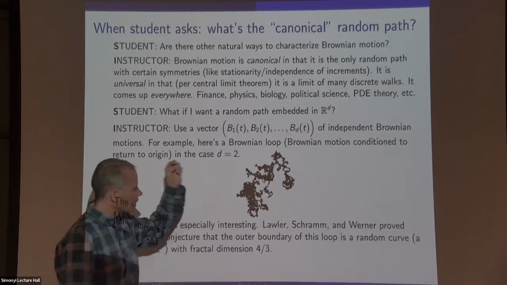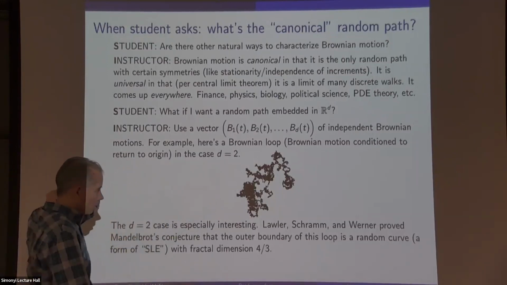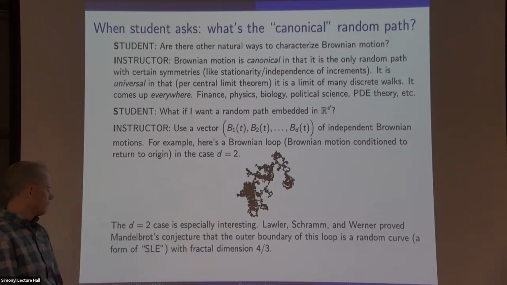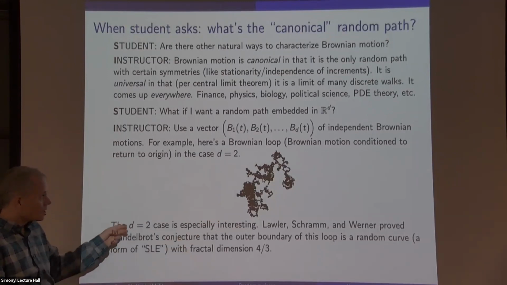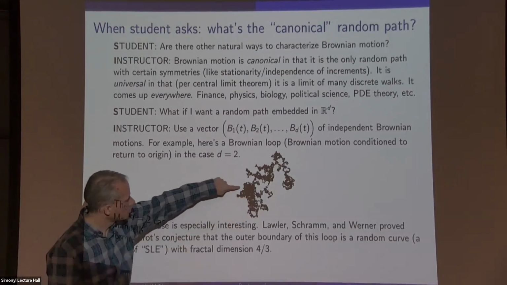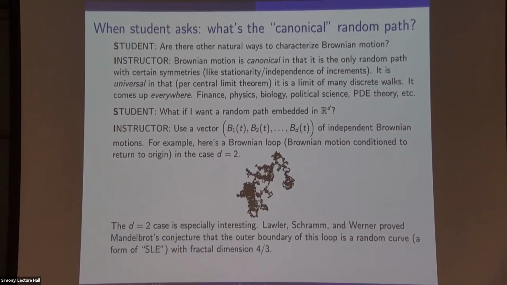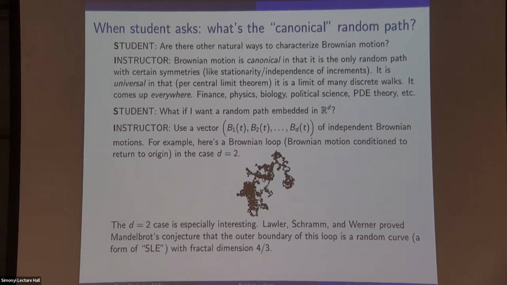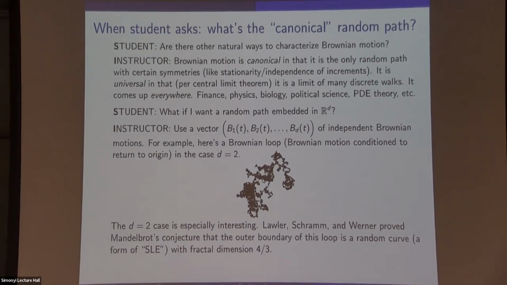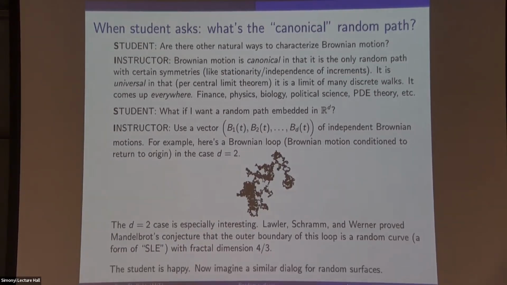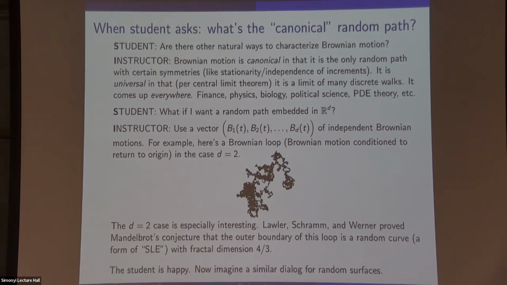This case too is special because there are a lot of nice theorems about it. For example, Lawler, Schramm, and Werner proved Mandelbrot's conjecture, which says that the outer boundary of this loop is a random fractal curve with fractal dimension 4/3. Right? It's one of these so-called SLE curves. Okay, so that's random paths, just an overview.